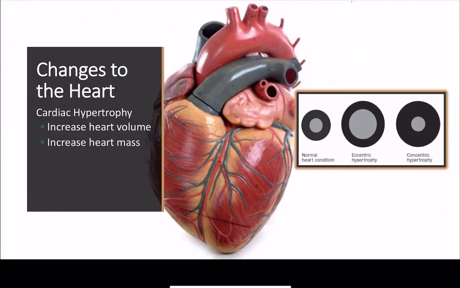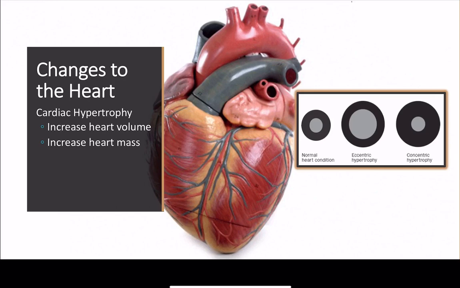Let's next look at how the heart changes with exercise training. In response to training, we see cardiac hypertrophy. The heart gets bigger in both mass and volume, as you can see on the chart here. So let's separate those out specifically into how we change the heart.